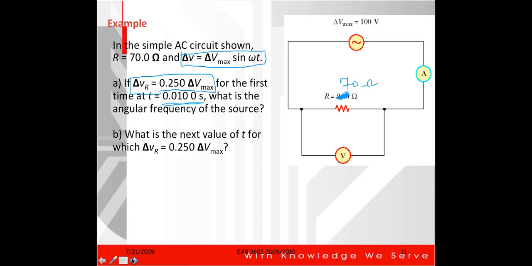So kita ada equation for this exercise. Apa yang kita tahu? Kita tahu delta VR is equal to 0.25 delta Vmax. But I want to know the standard equation untuk delta VR dulu. So delta VR adalah delta Vmax sin omega T kan? That is the standard equation for delta VR. So and we also know that delta VR is equal to 0.25 delta Vmax. So what does this mean?